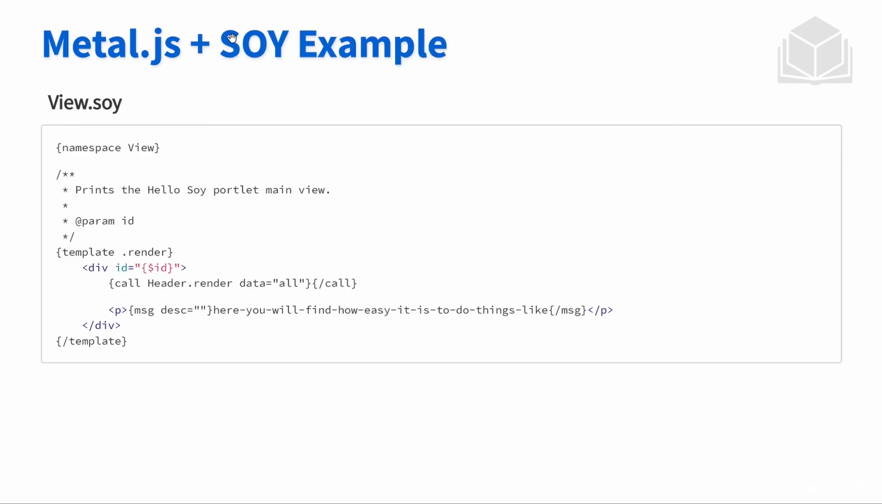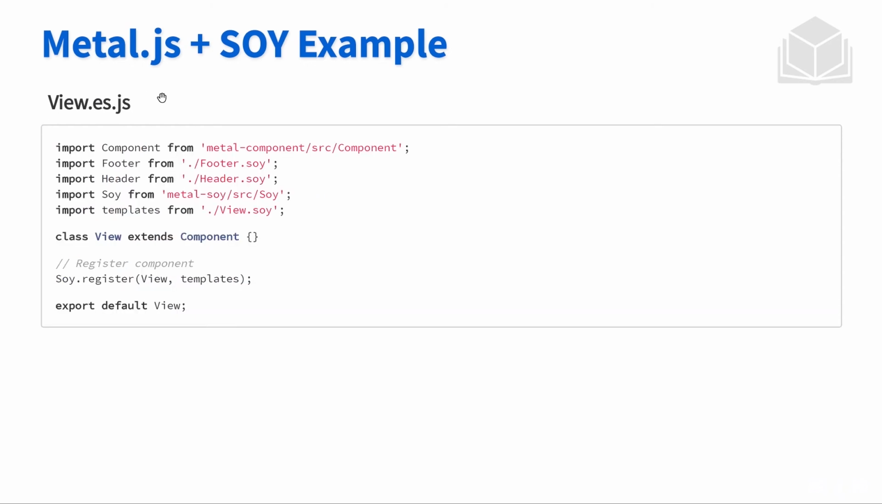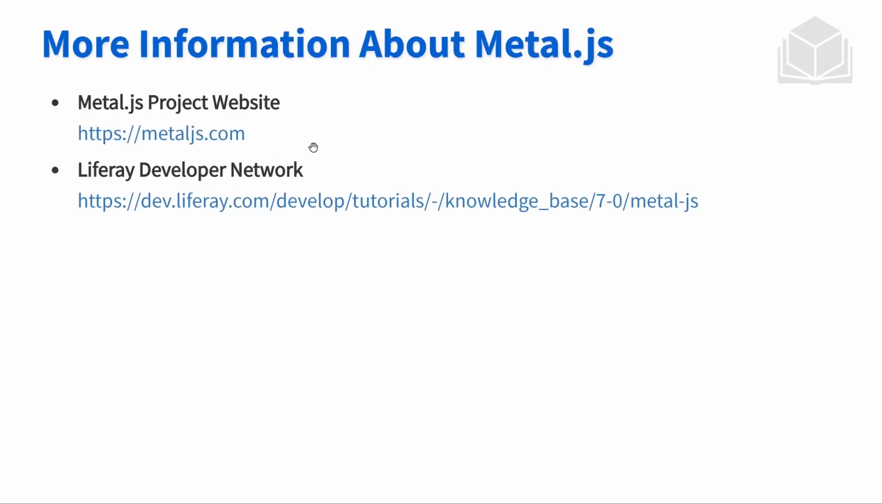Here's an example of some code for Metal.js and Soy. So here we have a view.soy file. It's similar to a CSS file, and we have the actual Metal.js code here. As you can see, it looks pretty similar to JavaScript. Here we have the view.js file. And as you can see here, similar to regular JS, we can import a lot of the soy files, similar to the way that we import those CSS files. So here we're importing footer from footer.soy. For more information about Metal.js, check out these links below.